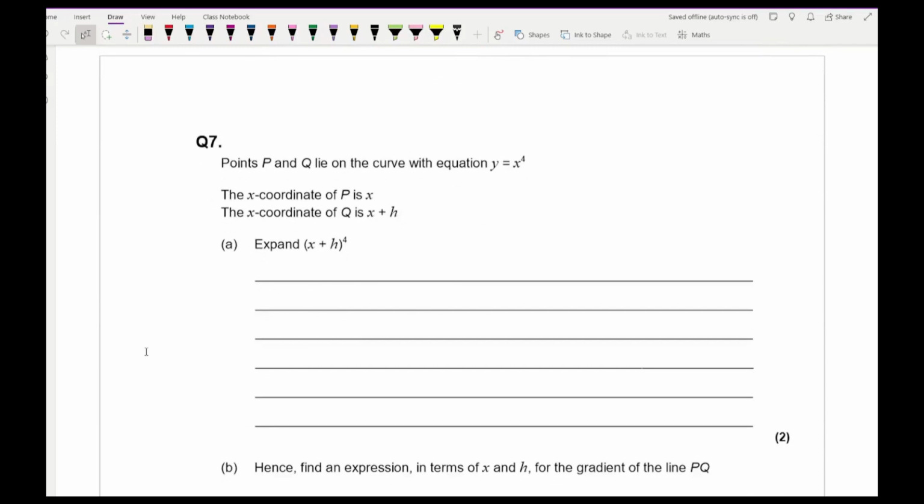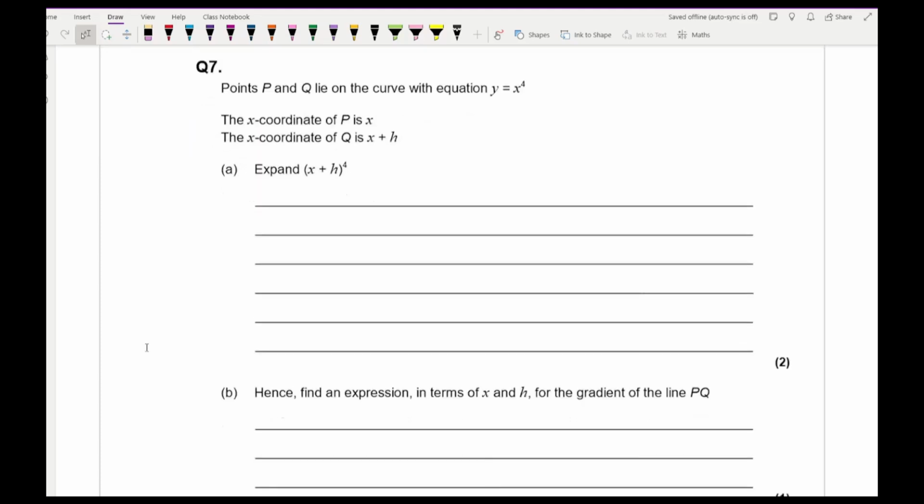Now moving on to question 7, it says points P and Q lie on the curve with the equation y equals x to the power of 4. The x coordinate of P is x, and the x coordinate of Q is x plus h. And the first question, for A, is asking us to expand x plus h to the power of 4.